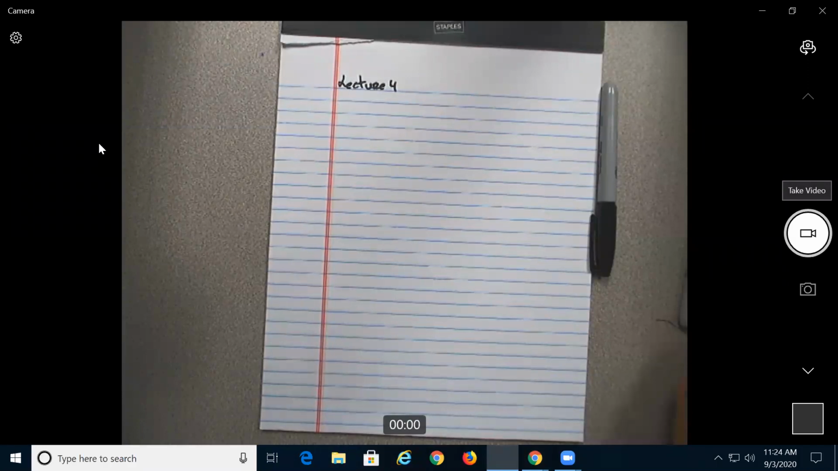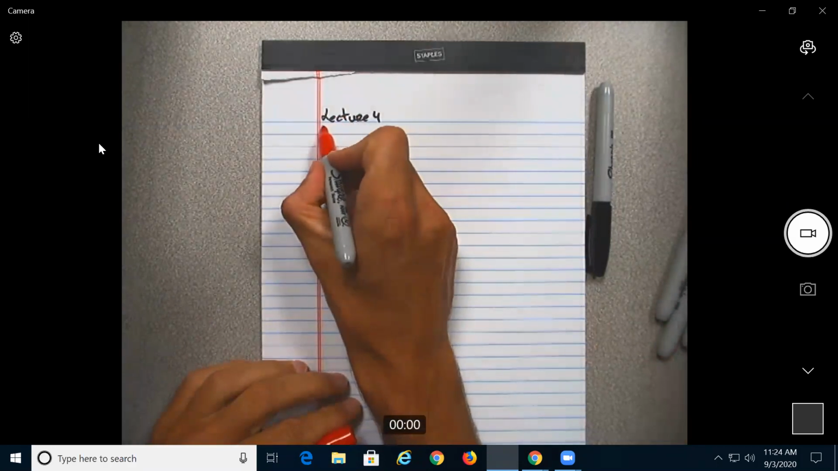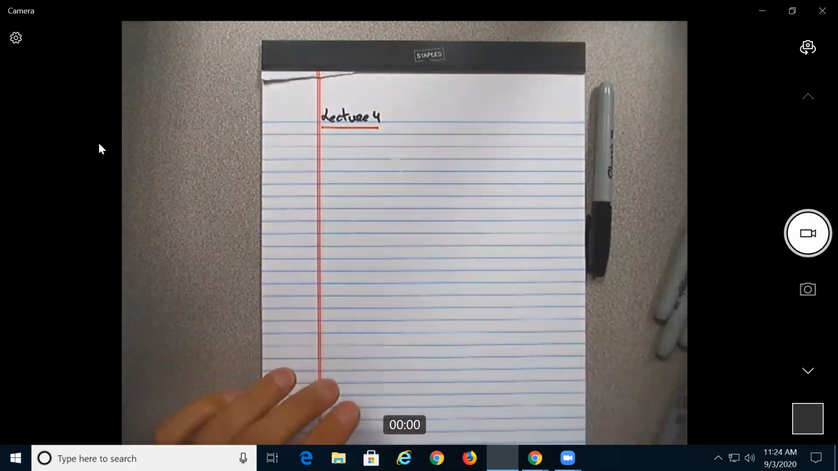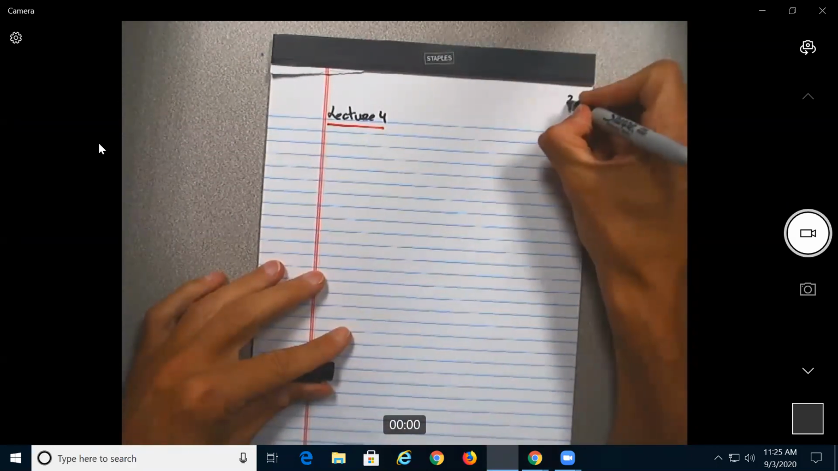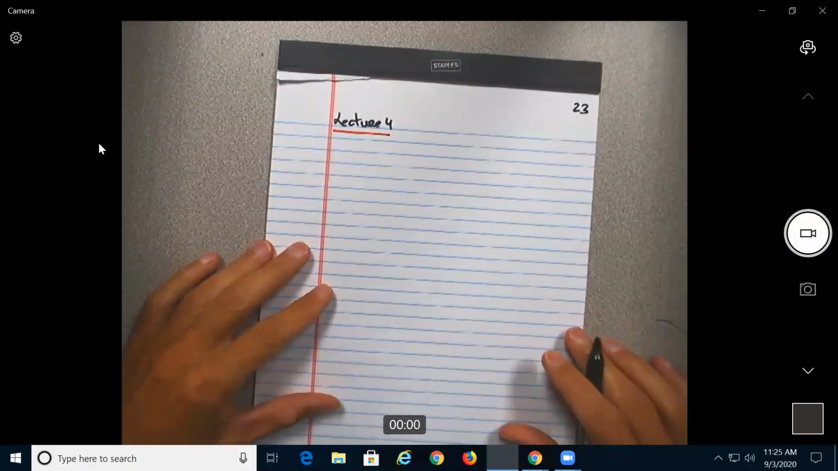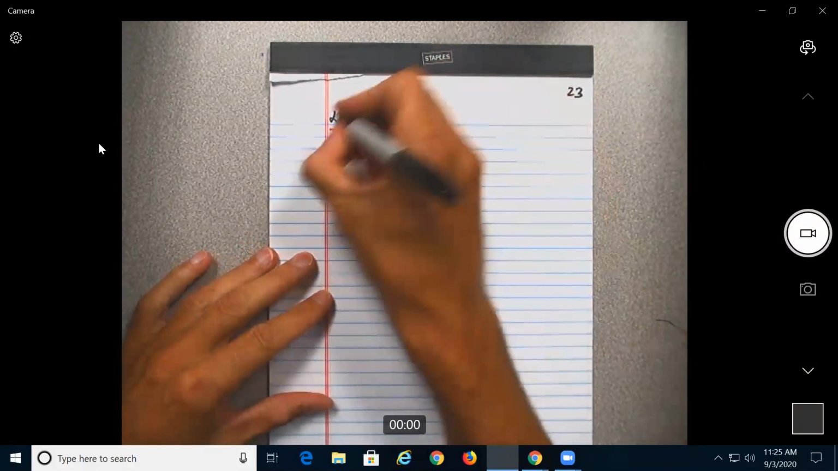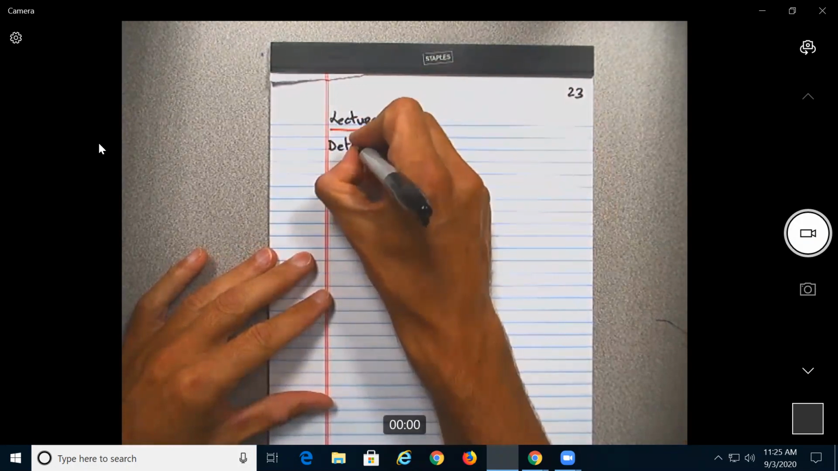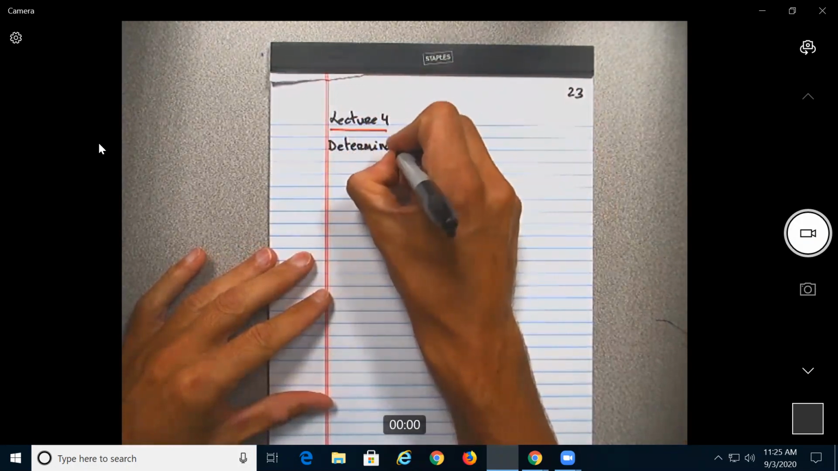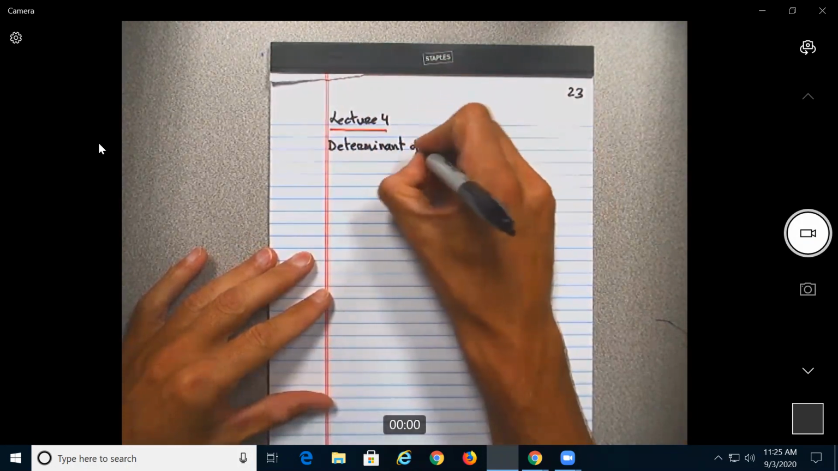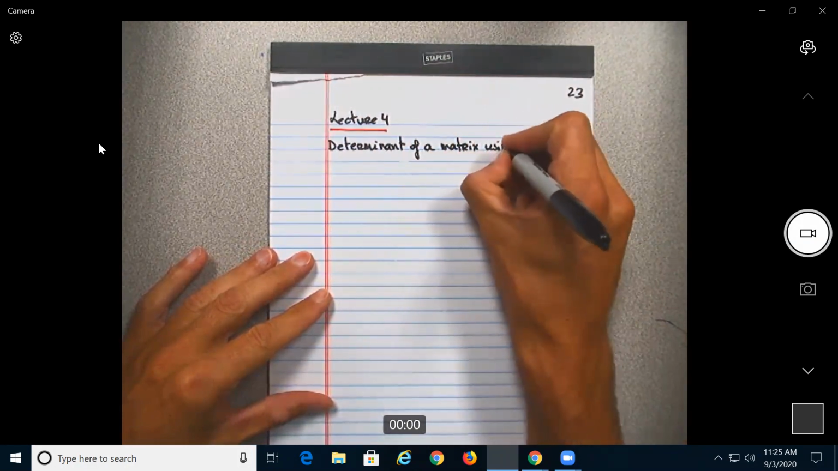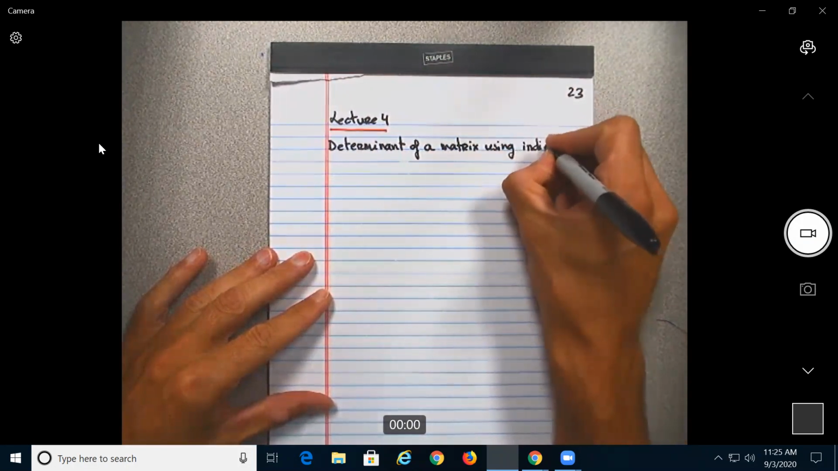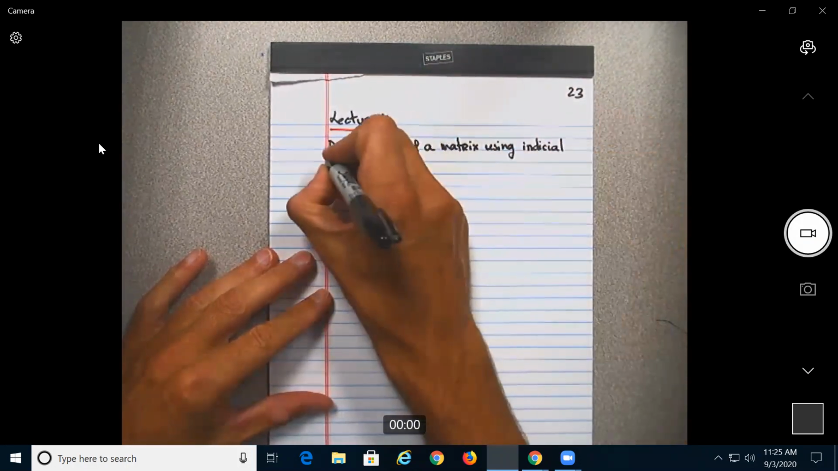Lecture 4. And this should be page 23. All right, so today we're going to look at how to use the indicial notation to determine the determinant of a matrix using indicial notation.